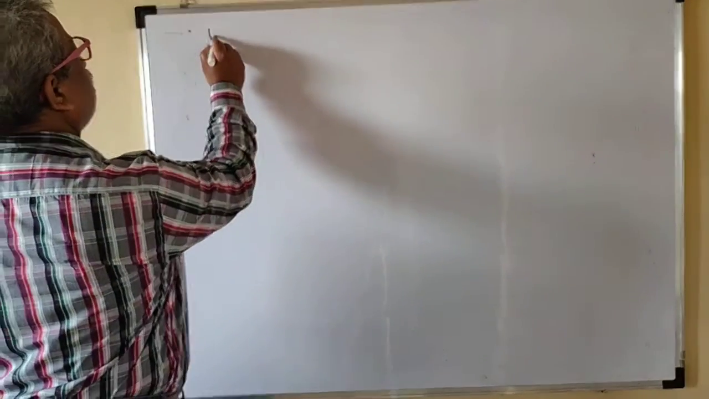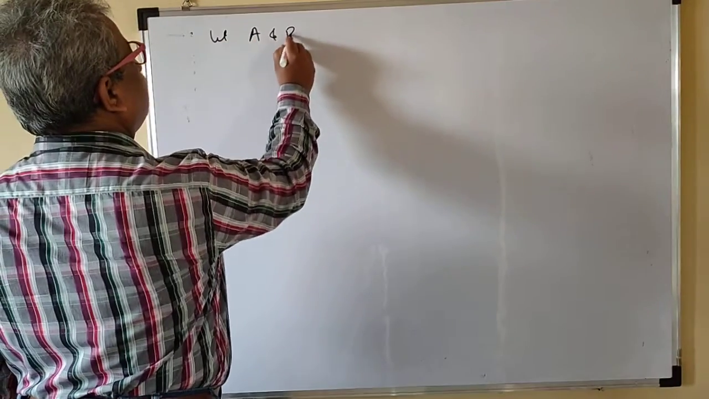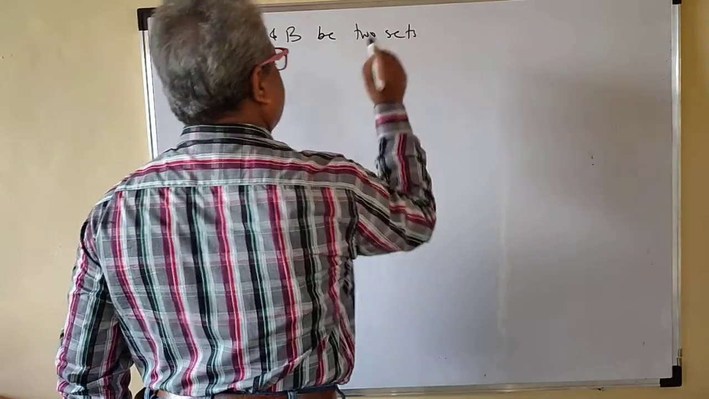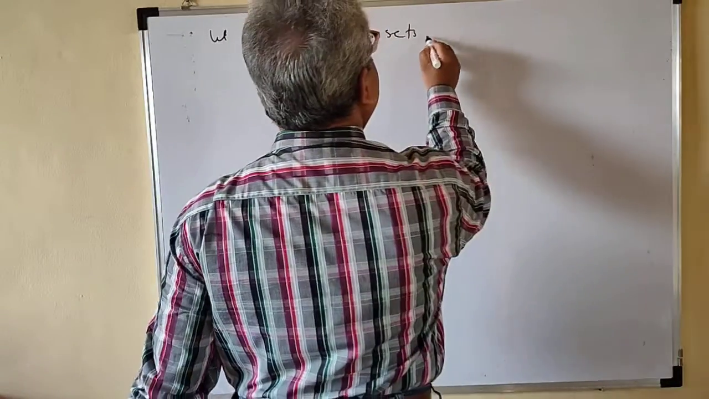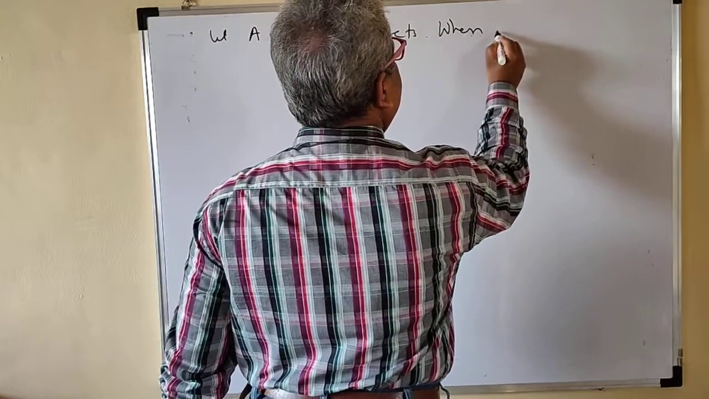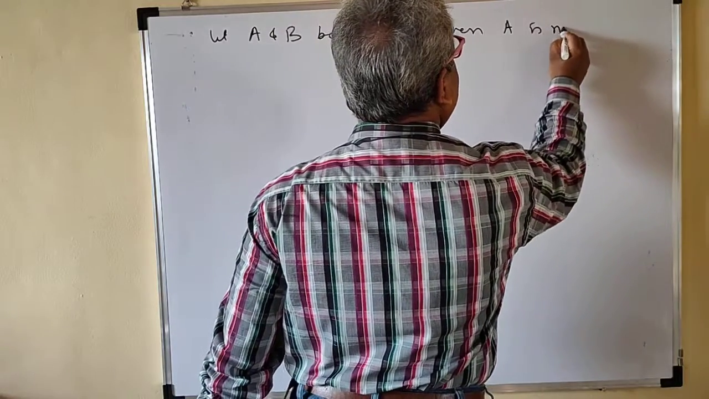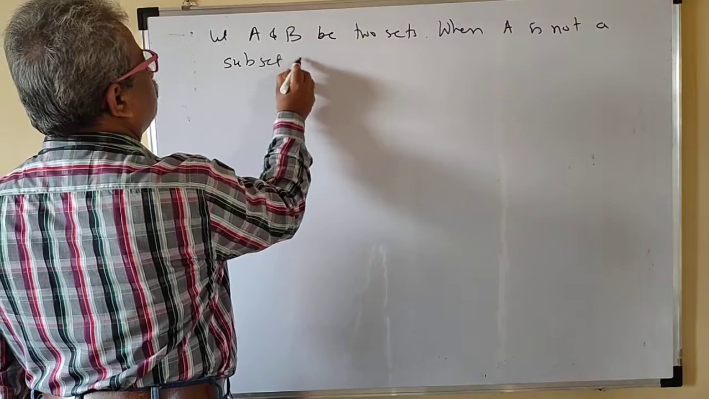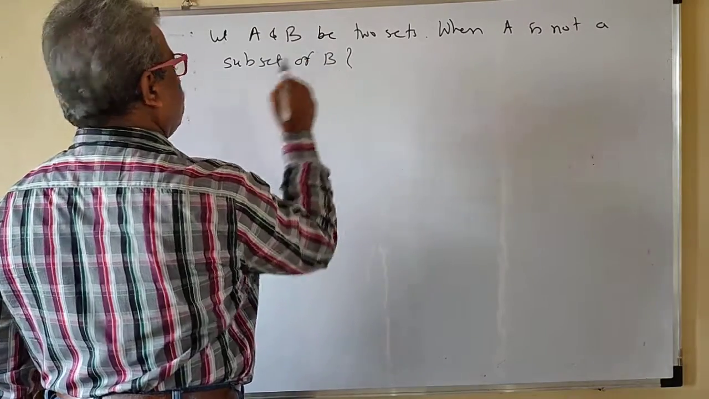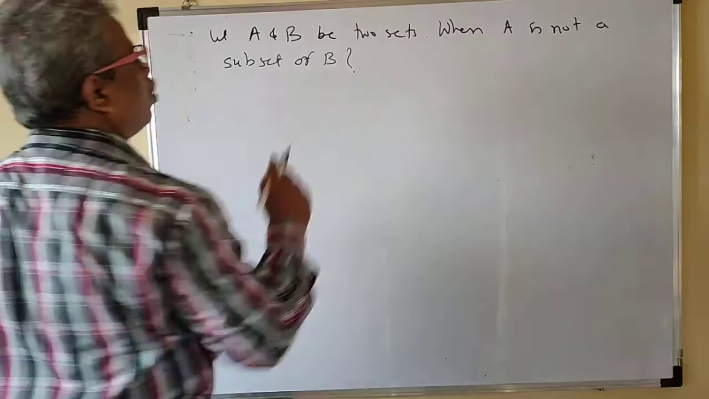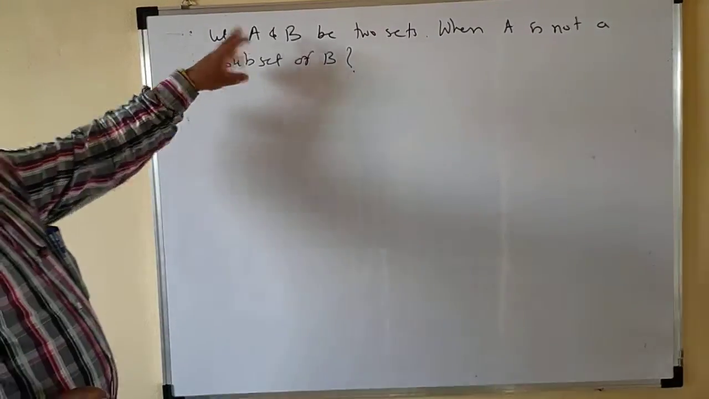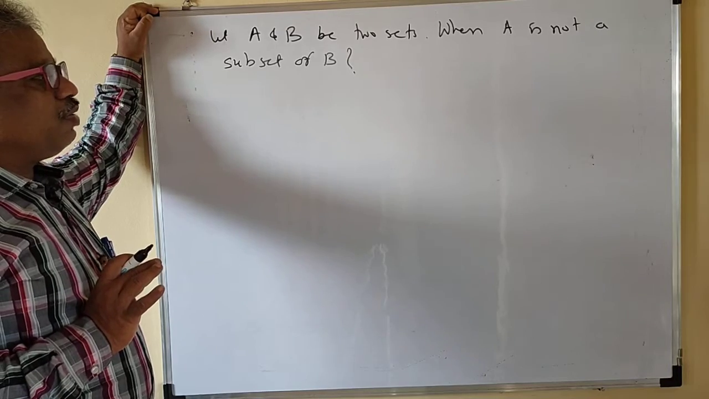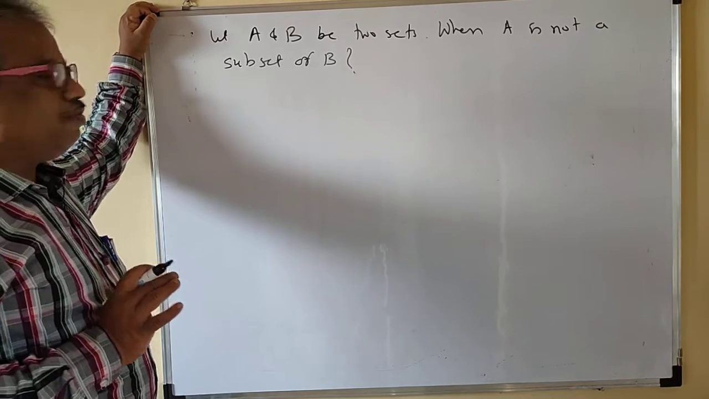Let A and B be two sets. When is A not a subset of B? So what have we been given? We have been given two sets, A and B. Okay, so now when we say that A is not a subset of B, solution.